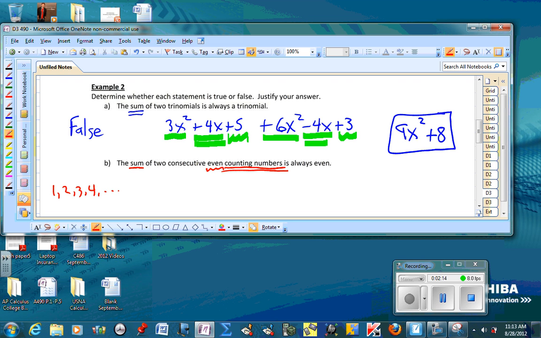Let's write that down. 6 and 8 are consecutive even numbers. 20 and 22 are consecutive even numbers. 108 and 110 are consecutive even numbers. So here's how we're going to approach this problem. Let's start just by saying let n equal a counting number.